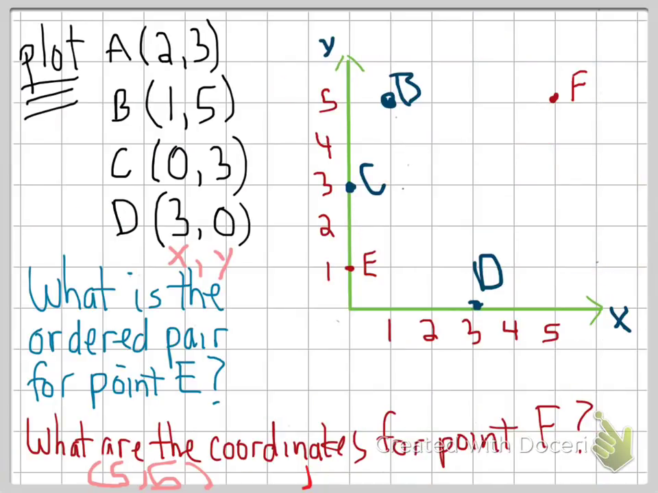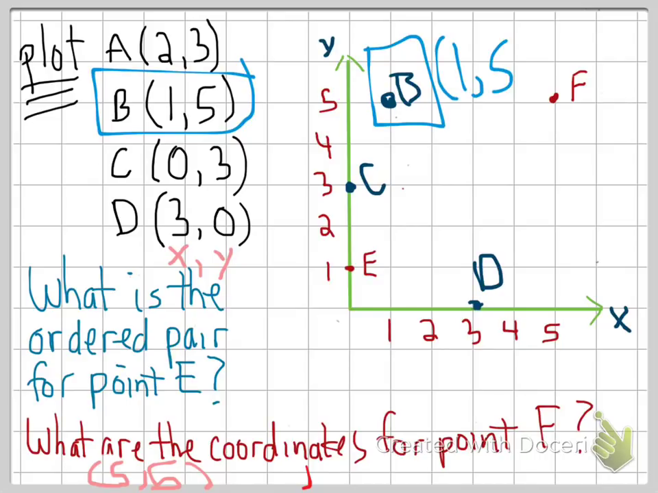Okay, so these are the kind of problems you might see. You're going to be asked to plot a point, or draw a point, or mark a point, any kind of word you want to use. And there's a couple that are already done for you there. So if you look at point B, we've gone over 1 and up 5. That ordered pair is 1, 5. Remember, always read the x first.